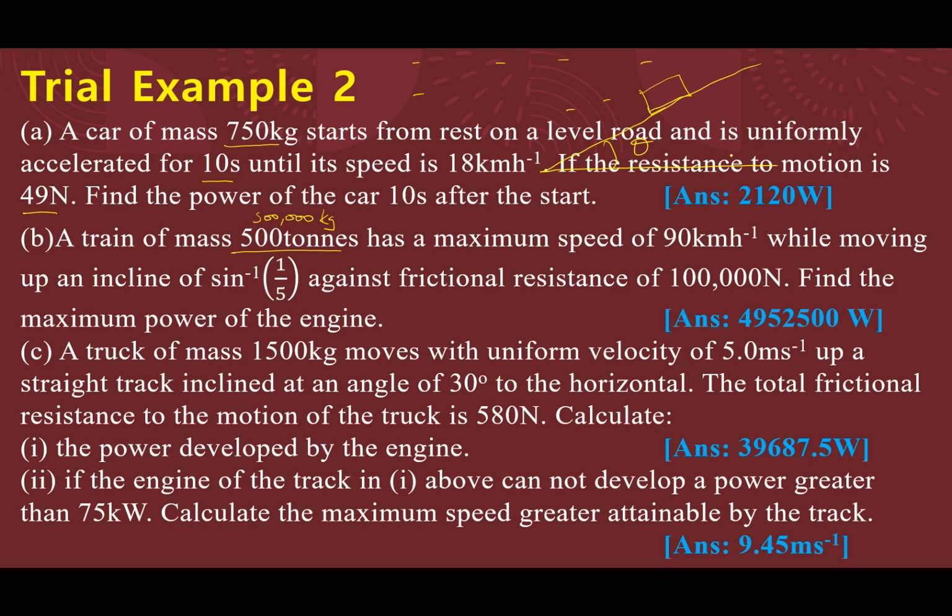If this is the maximum speed while moving, it means the acceleration is 0. It has reached the maximum speed, so the acceleration is 0. So the resultant force must be 0. So the force upwards must be equal to the force downwards. And the force downwards, we have the weight of this, mg. This has a component down the plane, which is mg sine of theta. And it also has the friction acting downwards.